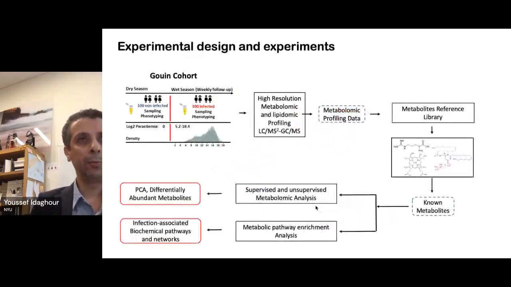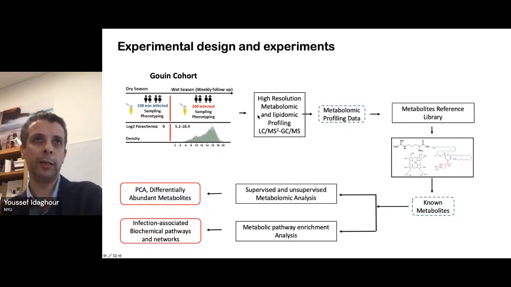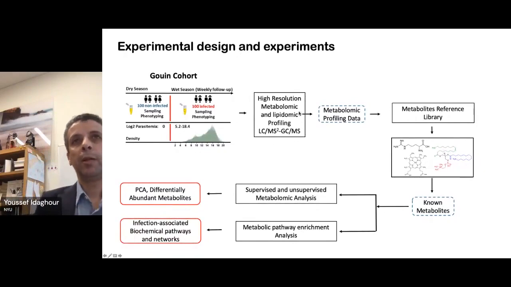Okay, so what we did, we went back to the same cohort, the GWAN cohort, and in this case, we've profiled more individuals. So we focused on 100 individuals before infection and during infection. And you can see here that no parasitemia was detected before infection. And during infection, you can see this very nice range of parasitemia levels going from very low to very high parasitemia. And then we isolated serum samples and we did high resolution metabolomic profiling using the metabolome platform.